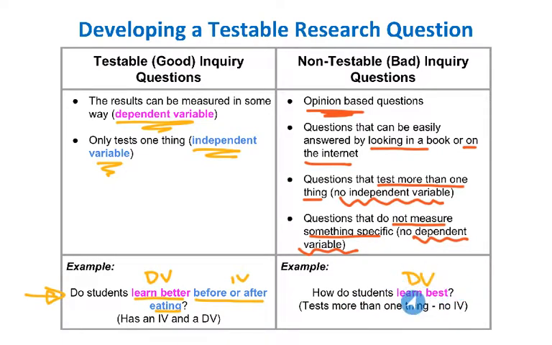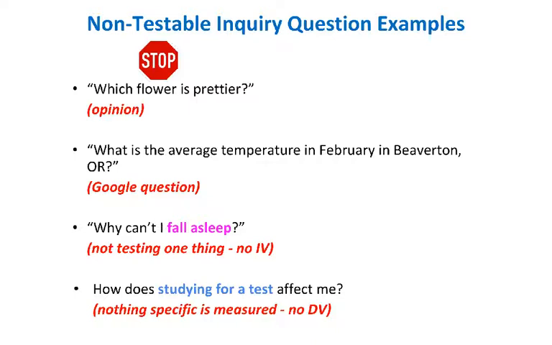We have something that we're measuring. We have a dependent variable, how well they learn, but we don't have an independent variable. We don't have something that we're testing here. Okay. So, non-testable inquiry question examples. So let's look at some examples real quick. And what I want you to do is at the end of this slide, before I move on to the next slide, I want you to stop the video, and in your Cornell notes, in your INB, you're going to see these exact questions, and underneath each question, I want you to write what's in red. So you're going to need to type the red words into your inquiry INB.